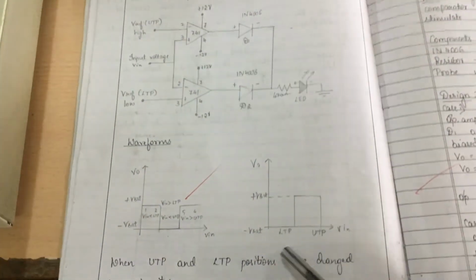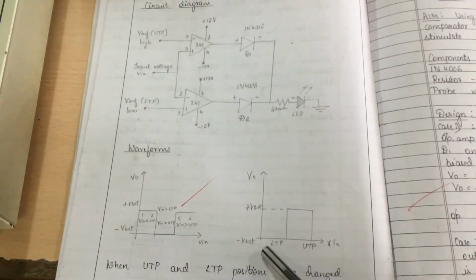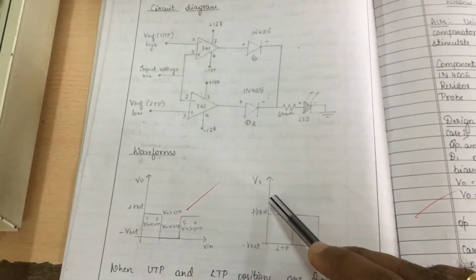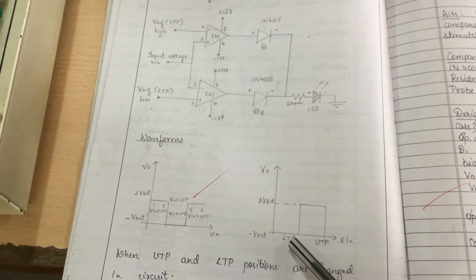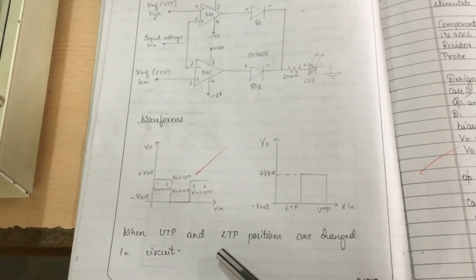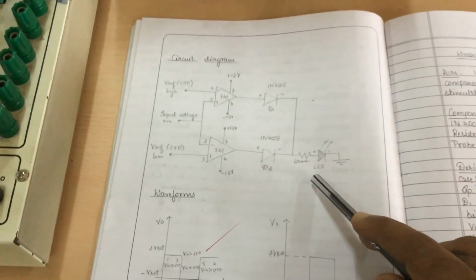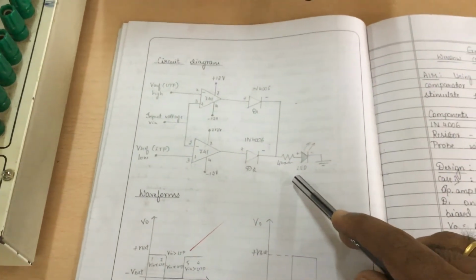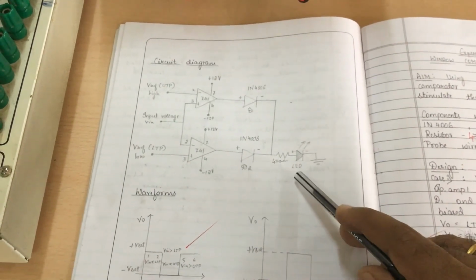So here you can observe the output voltage versus input voltage. If you plot it here, we can get a waveform like this. So initially we will get a lower trip point, later on we can achieve an upper trip point. And the upper trip point and lower trip point positions can be changed in this circuit. So here, based upon how the LED glows and how the LED doesn't glow, we will observe practically how the window comparator will behave for the applied reference voltage as well as input voltage.